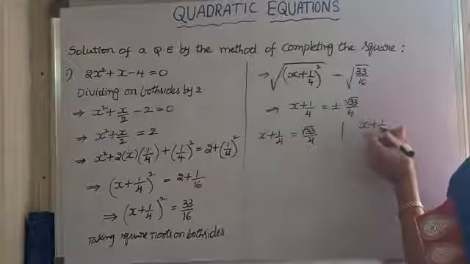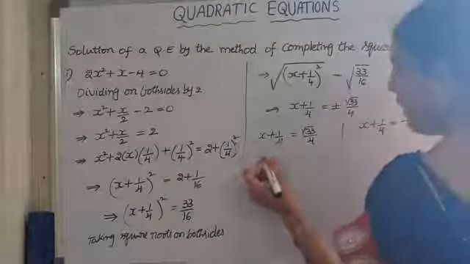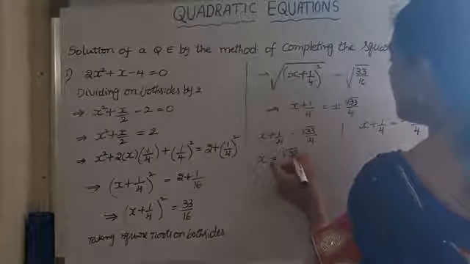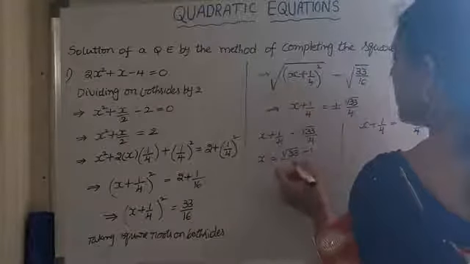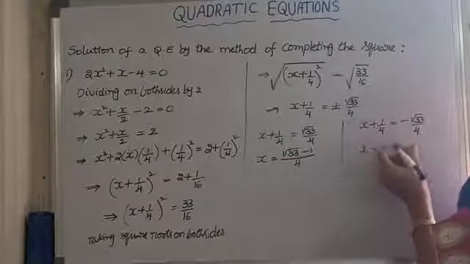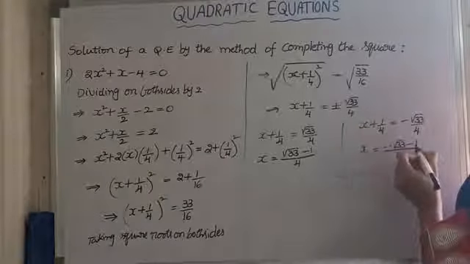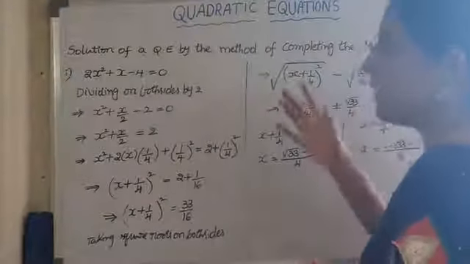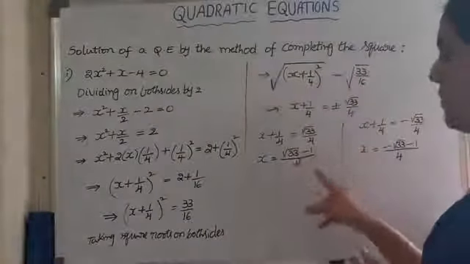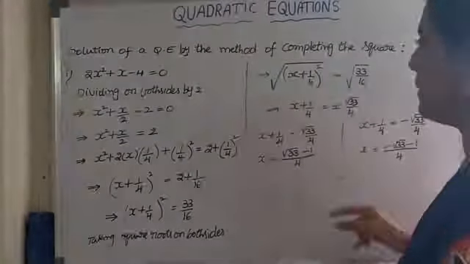Now x plus 1 by 4 is equal to plus root 33 by 4, and x plus 1 by 4 is equal to minus root 33 by 4. x is equal to, as 1 by 4 is transposed here, root 33 minus 1 by 4. x is equal to minus root 33 minus 1 by 4. These are the two roots of the given quadratic equation. x is equal to root 33 minus 1 by 4. x is equal to minus root 33 minus 1 by 4.